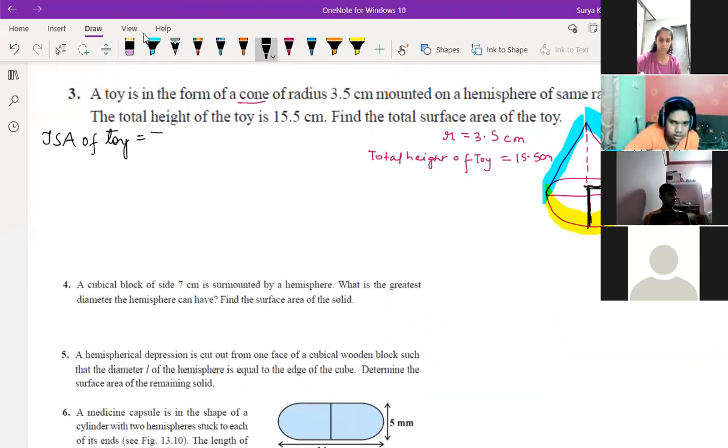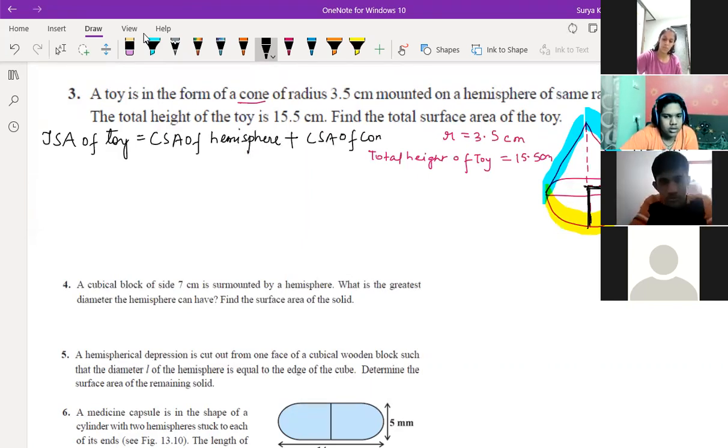So you should write here: CSA of hemisphere plus CSA of cone. Okay, so write the formula over here. CSA of hemisphere is 2 pi r square plus CSA of cone is pi r l. So r is the same for both things. Here l is not given to us. How to find l, Chanchal? How to find l?